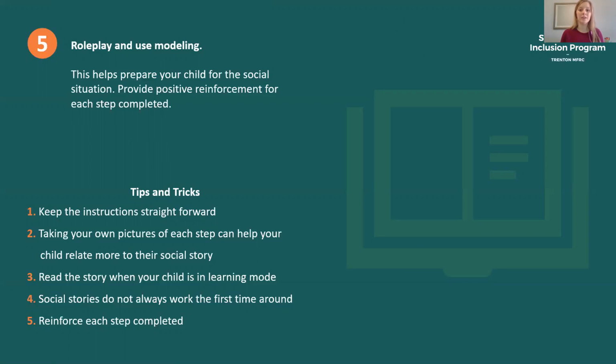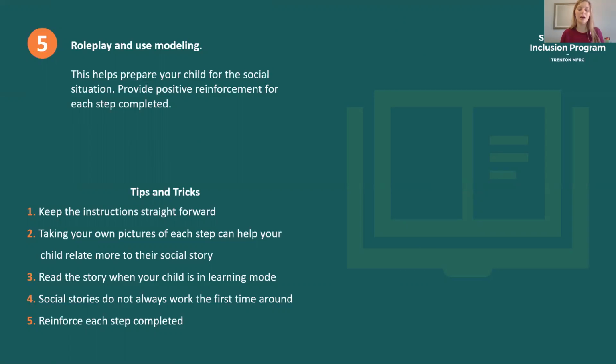If they're not in that mind space, it may be time to take a body break, to exert some energy that they may have, and maybe come back to the story. You will know if your child's not interested, obviously, based on the behaviors you're seeing, or the things that they're expressing to you. So just make sure you pick a good time for that, so that they are taking in as much information as they can from the social story.